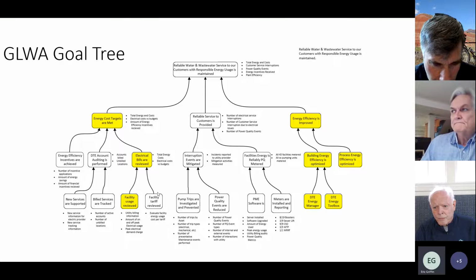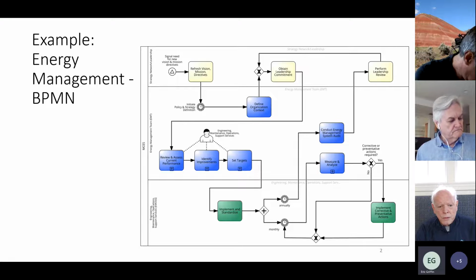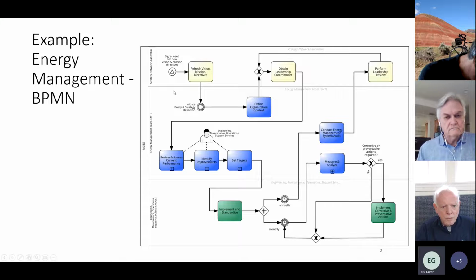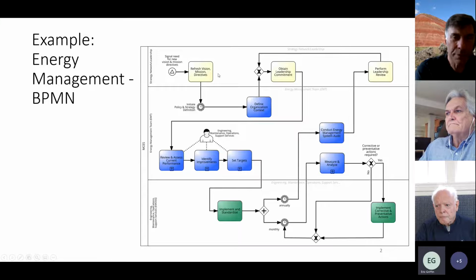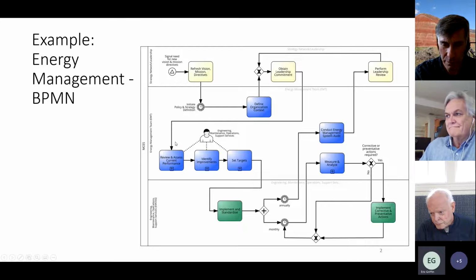And from that, we worked into, through several people's efforts, a high-level energy management business process model. And we have a leadership swim lane, and then the energy management swim lane, and then a supporting organization swim lane that involves engineering, maintenance and operations, support services. So within this, we've been working towards and trying to prod people into building out some of the sub-processes that could be detailed within the model.